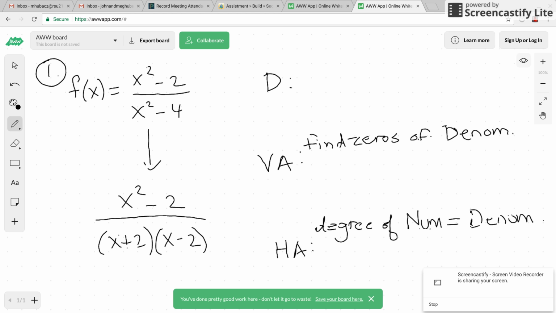So this is question 1, and the directions say to find the domain and then the equations of the vertical and horizontal asymptotes, if there are any. So I'm going to start with the last piece, the horizontal asymptotes.